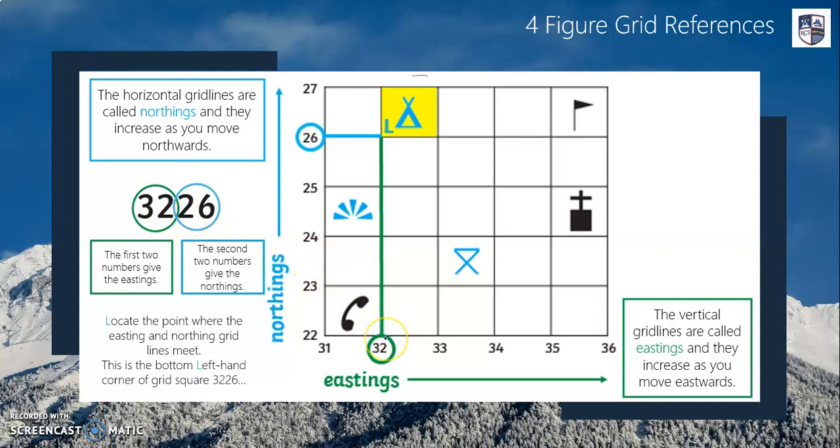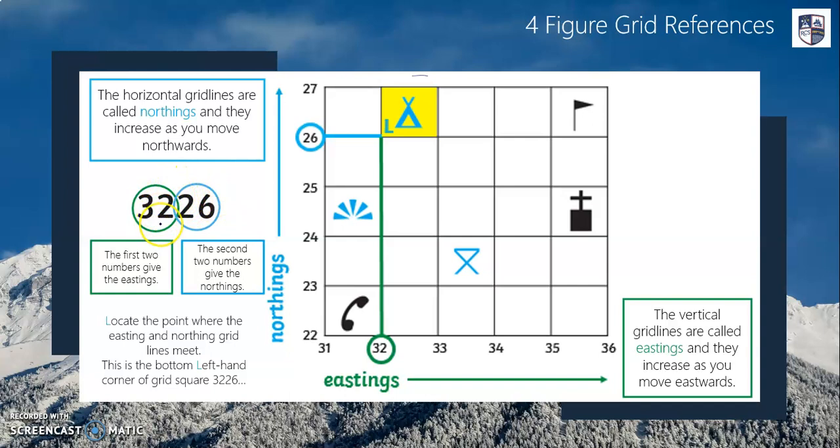We then move up the stairs. So we've already gone along the corridor, and we're now going up the stairs. We keep going up until we reach the bottom of the square that we want, so this line here. We then look over to the left to find the number associated with that line, and that is 26. As a result, the second part of our grid reference is 26. So our four-figure grid reference for the campsite would be 3226.